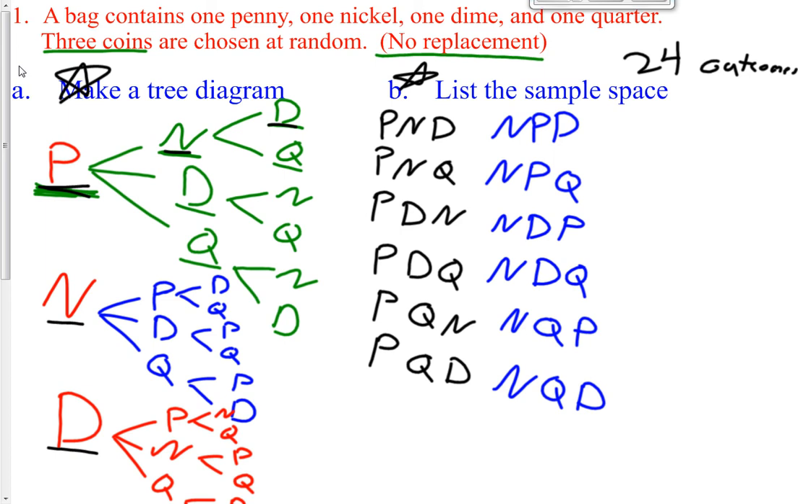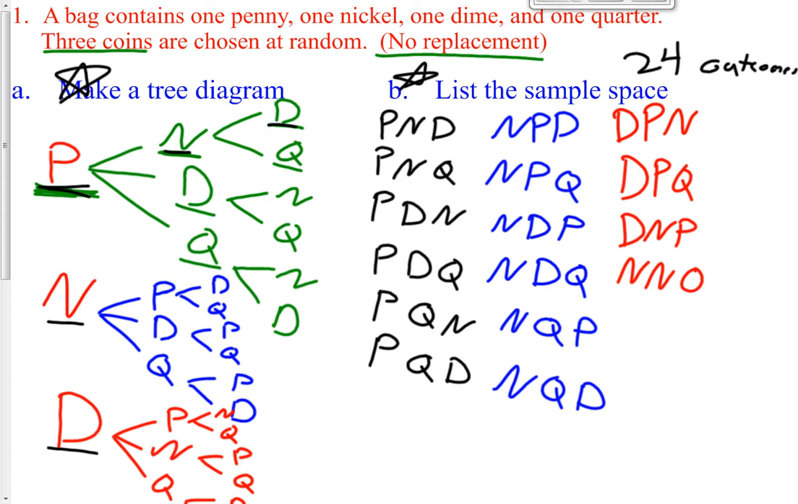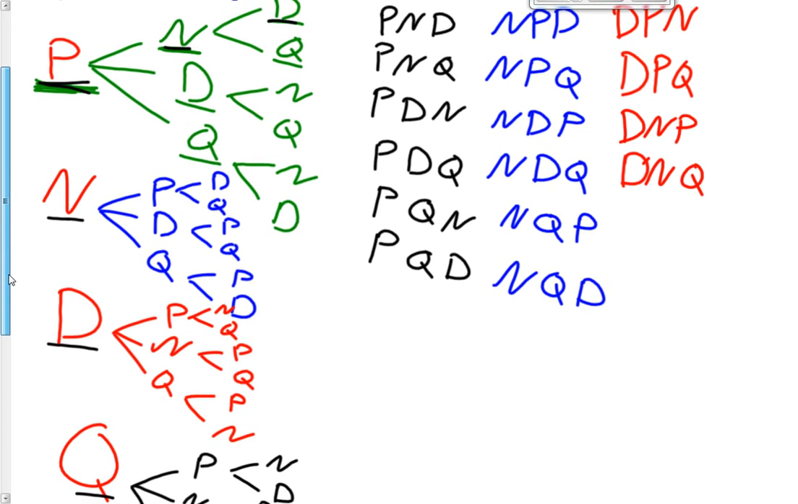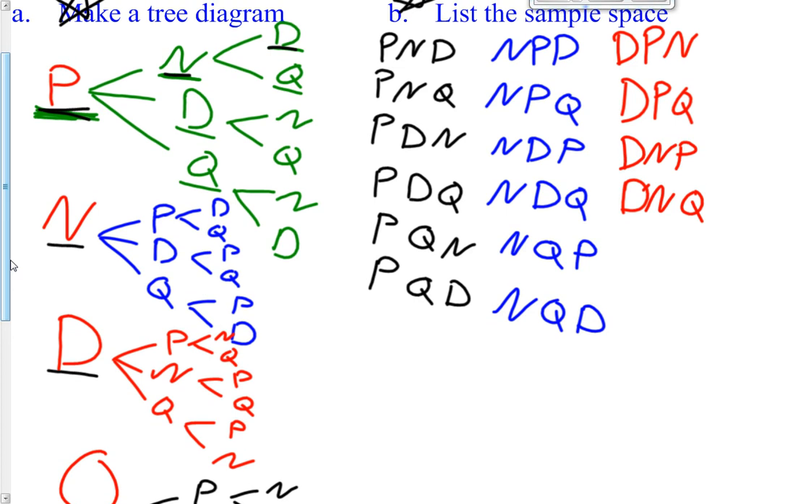Let's do the dimes first now. So it's dime, penny, nickel, or dime, penny, quarter. Or dime, nickel, penny, or dime, nickel, quarter. You can see how this gets a little bit monotonous, but it is a good skill to learn. Dime, quarter, penny, and dime, quarter, nickel.